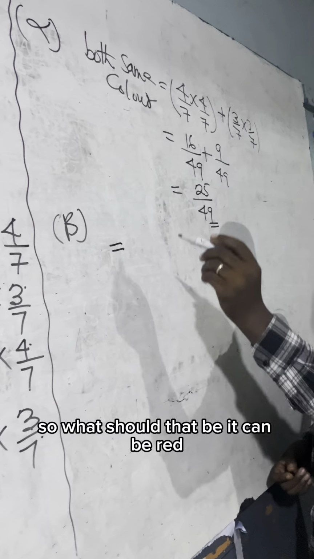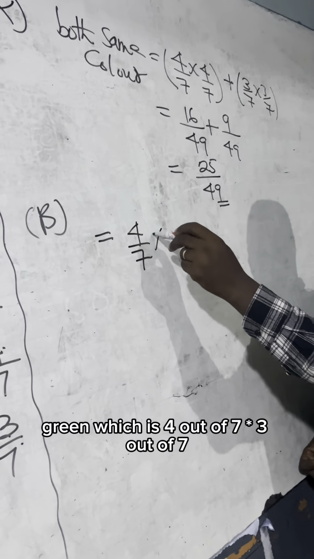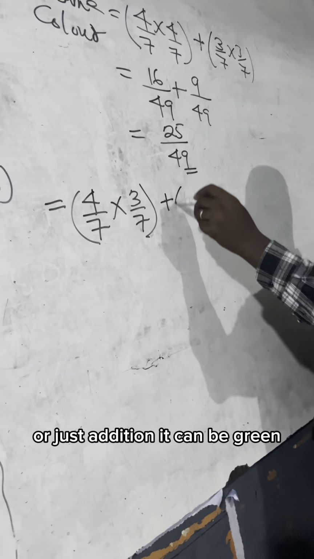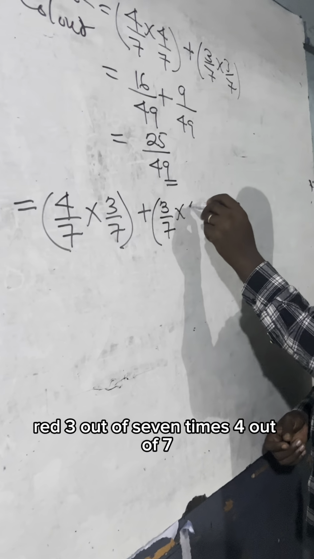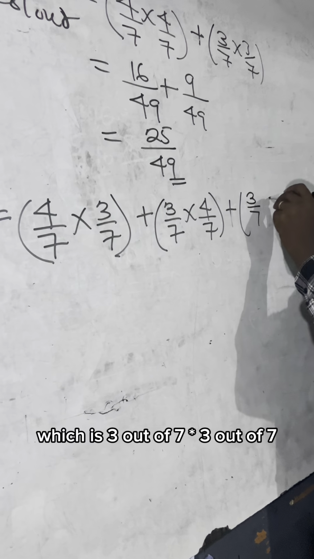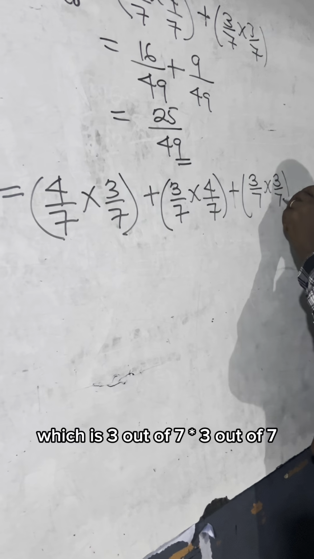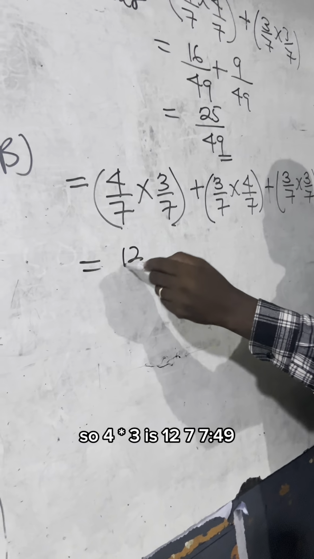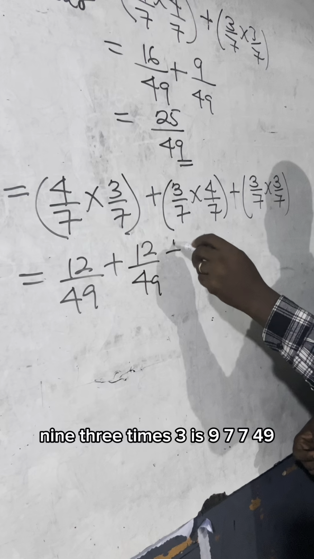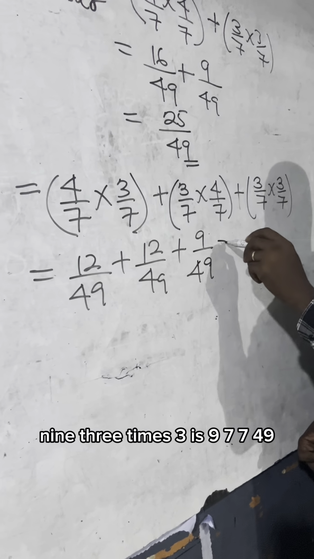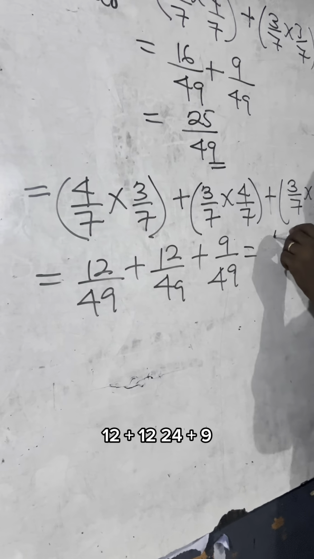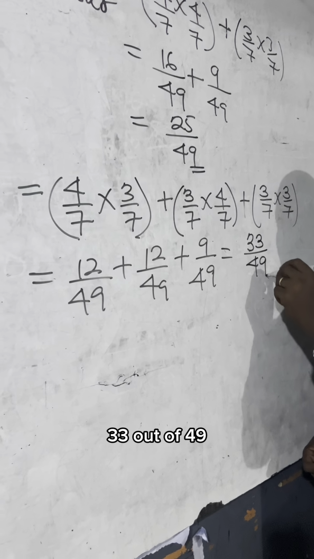So what would that be? It can be red, green, which is 4 out of 7 times 3 out of 7. Or, this is addition, it can be green, red, 3 out of 7 times 4 out of 7. Or it can be green, green, which is 3 out of 7 times 3 out of 7. So 4 times 3 is 12, 7 times 7 is 49. 4 times 3 is 12, 7 times 7 is 49. 3 times 3 is 9, 7 times 7 is 49. So the same denominators, so we add up our numerators. 12 plus 12, 24, plus 9, 33 out of 49.